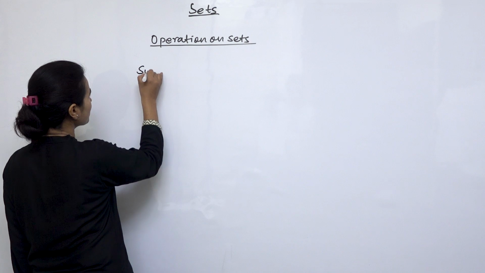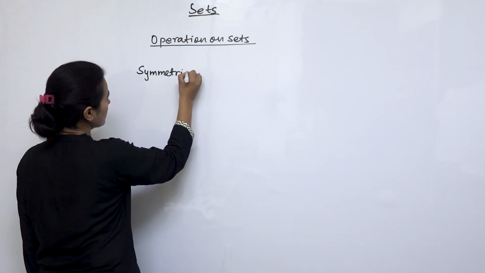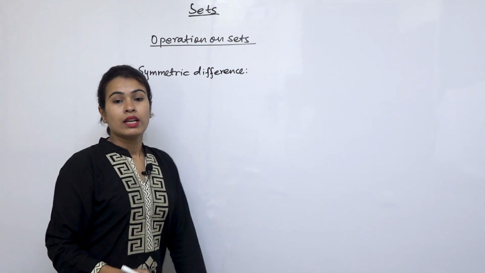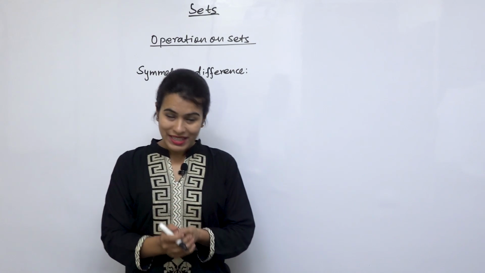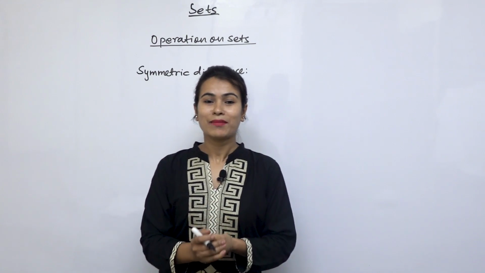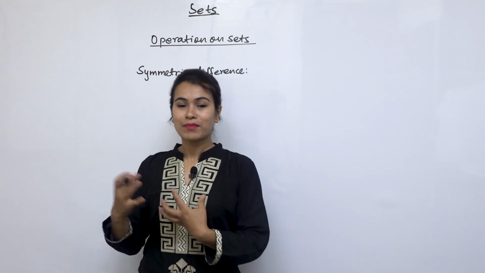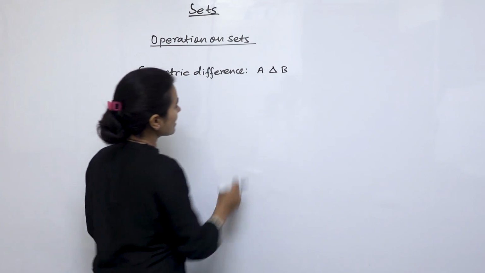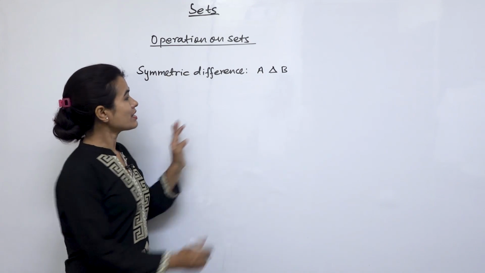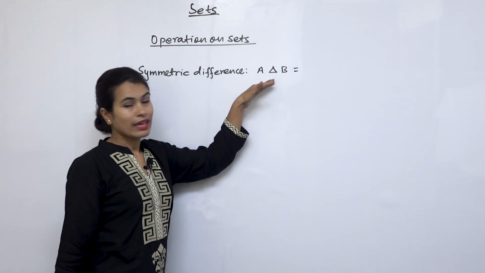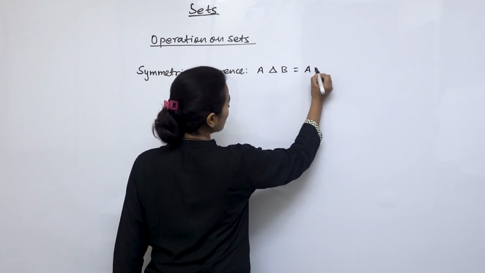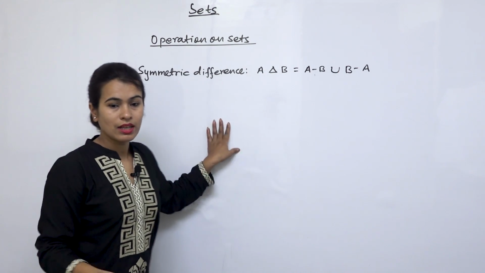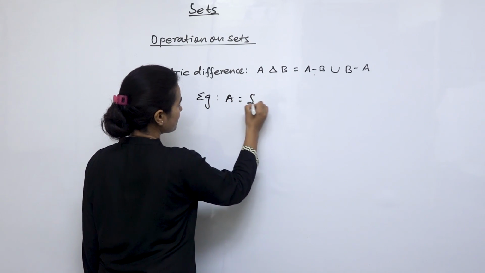Now symmetric difference. The union of the differences A difference B and B difference A of two sets A and B is called symmetric difference. If A and B are two sets, we denote it by A delta B. This is the symbol of delta and we read it as A delta B. A delta B equals A minus B union B minus A.